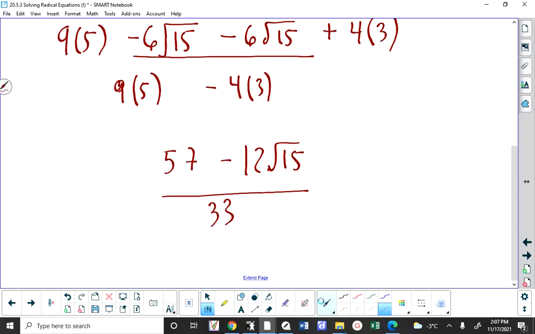57 is a weird number. When I first look at it, I go, I don't think that divides by anything. But I think 3 goes into 57 19 times. And I know that many of you see that since 57 is divisible by 3, and 12 is divisible by 3, and 33 is divisible by 3, then factoring to cancel is going to lead somewhere. It's going to give us something that we can work with.